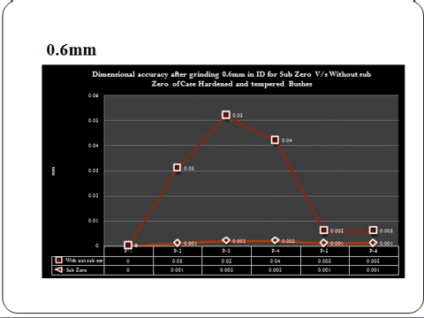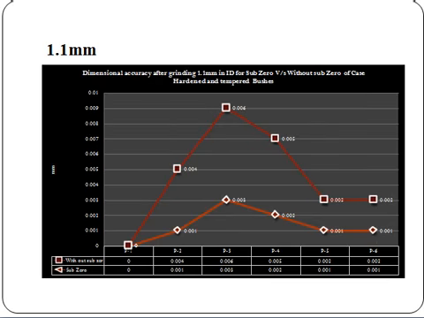0.6. See the difference with sub-zero and without sub-zero.